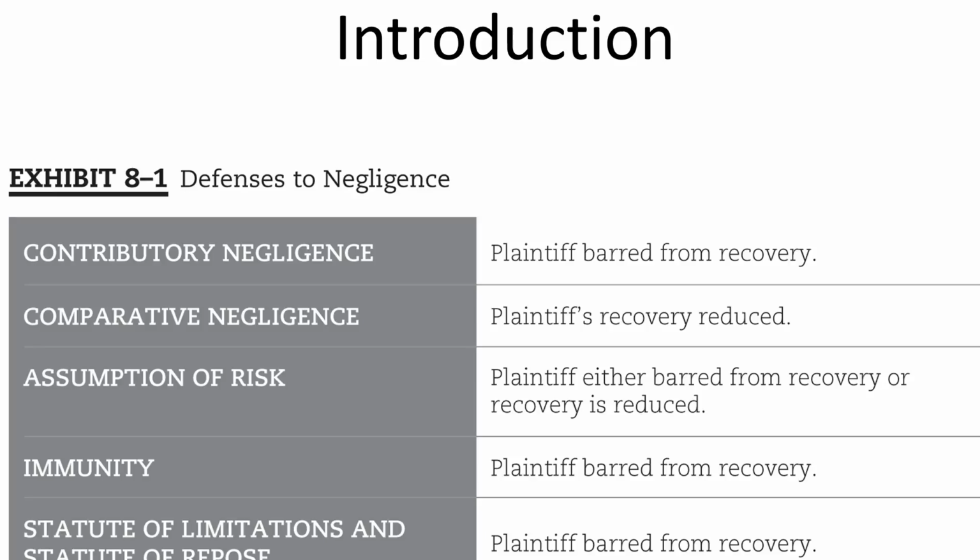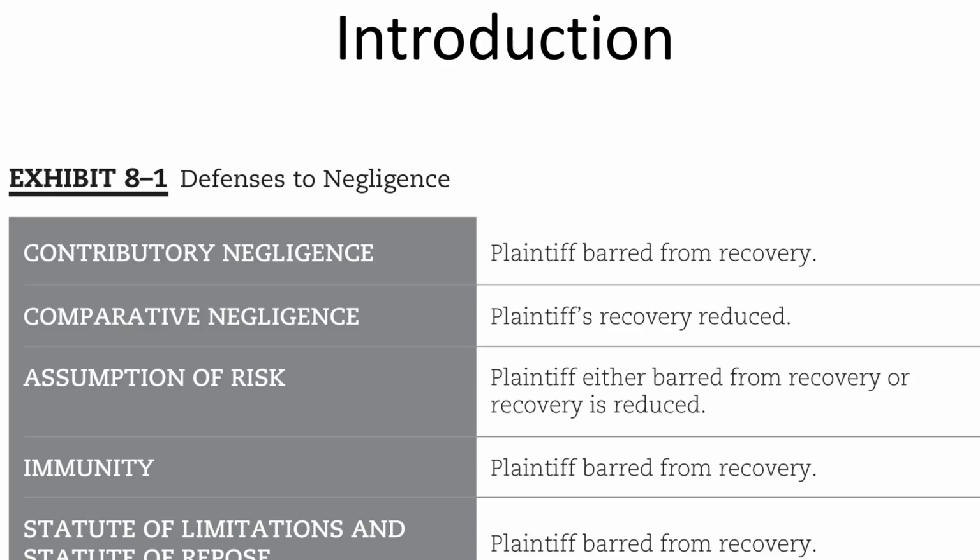Comparative negligence, on the other hand, reduces the plaintiff's recovery based on how negligent they were in causing their harm. So it really looks at the plaintiff's behavior and reduces their damages award based on how negligent they were, in addition to the defendant's negligence. The assumption of risk defense allows a plaintiff to either have their recovery reduced or barred completely, depending on what state you're looking at.